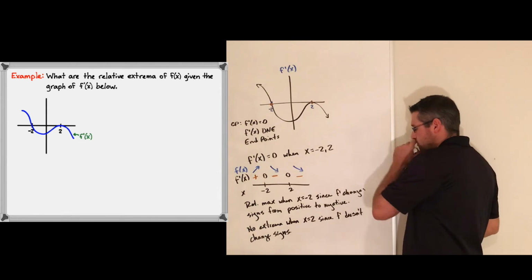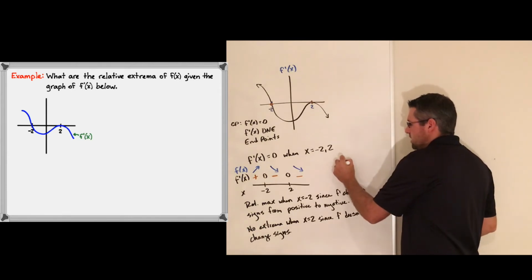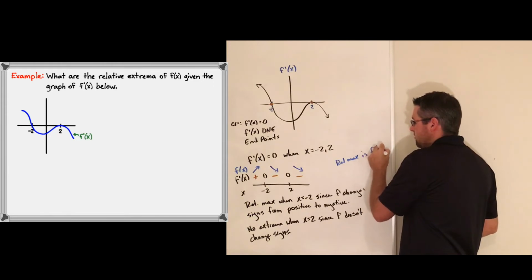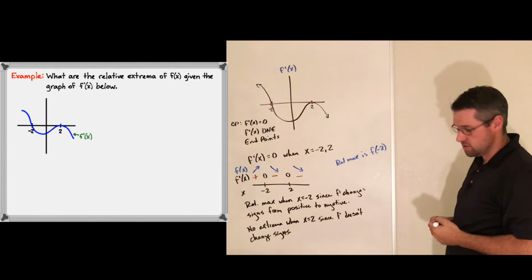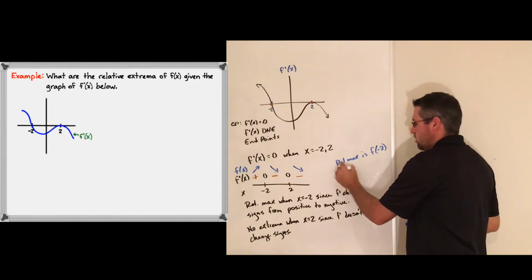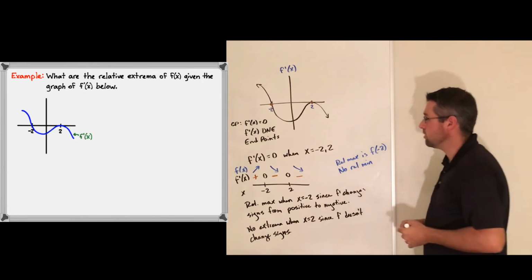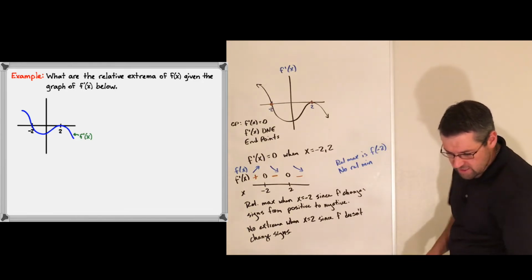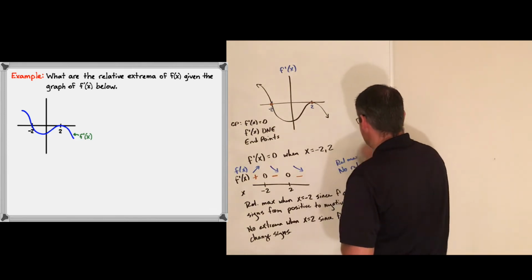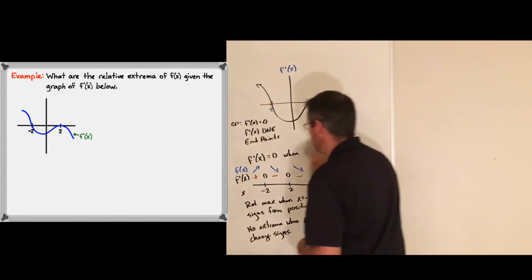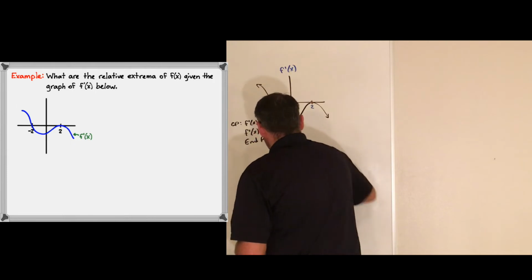We could say that the relative maximum is f of -2. That's all we can say. And there is no relative minimum. All right. Now, with that said, I do want to go back and compare the idea of an f prime graph and an f graph.